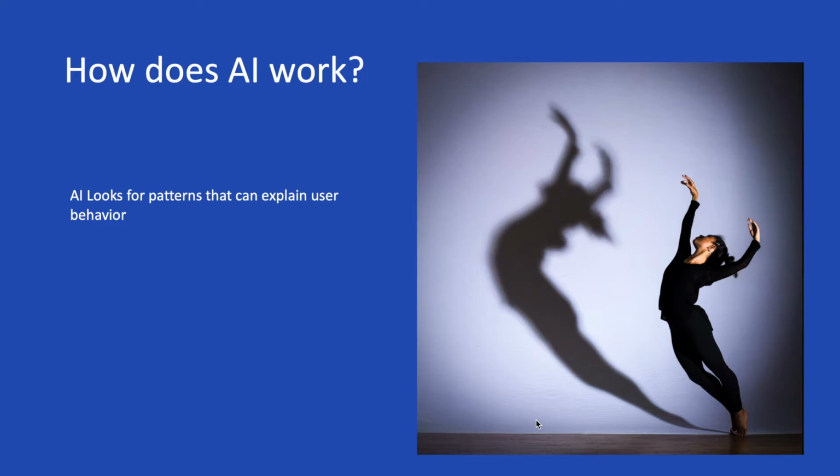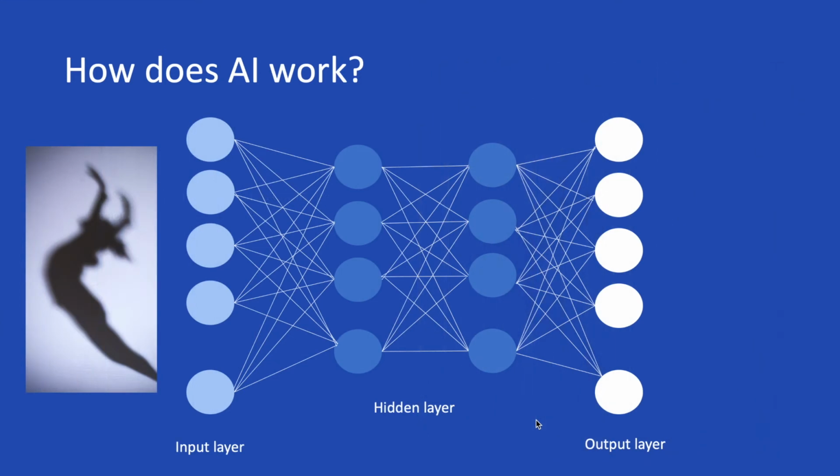AI works following sort of the same principles. It looks for patterns that can best explain user behavior, or in this case, looks for the pattern that is most likely to determine what has caused the shadow. In our example here, it's the dancer you can see in the picture. So the way AI does this is by gathering as many inputs as it can to figure out what it is that it has been asked to solve, the task that we're looking into.